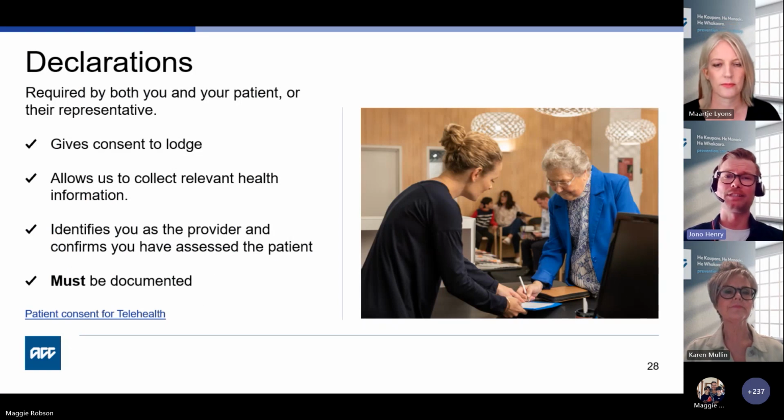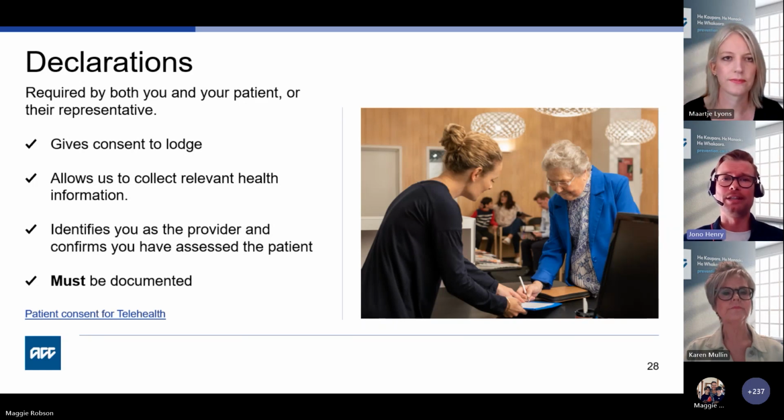Now, the declaration section of the ACC 45 form, like Marcia said, is the last part to complete. This certifies that the information you provided in this form is correct. The client has consented for the lodgement of the ACC claim. This is your patient, which you have personally assessed. It allows ACC to collect relevant clinical and health information related to the claim that you've lodged.